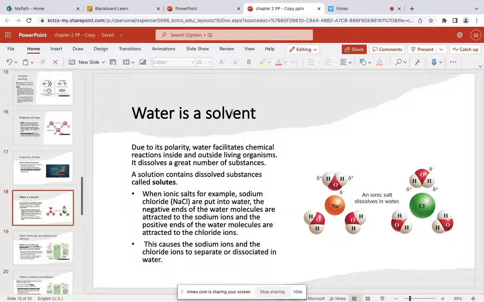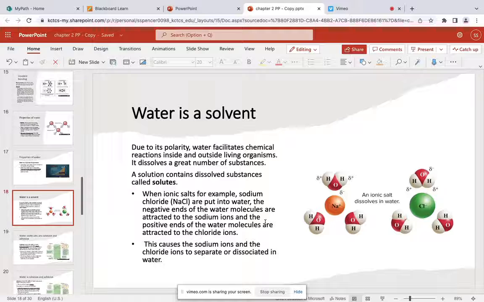Water is going to act as the solvent. So what are we making? Sodium chloride is just salt water. The negative ends of the water molecules are attracted to the sodium, and the positive ends of the water molecules are attracted to the chloride. So I think over here, I have an example of this, and I have the oxygen here, and I have the sodium here. Really, again, just need to know water is a solvent.